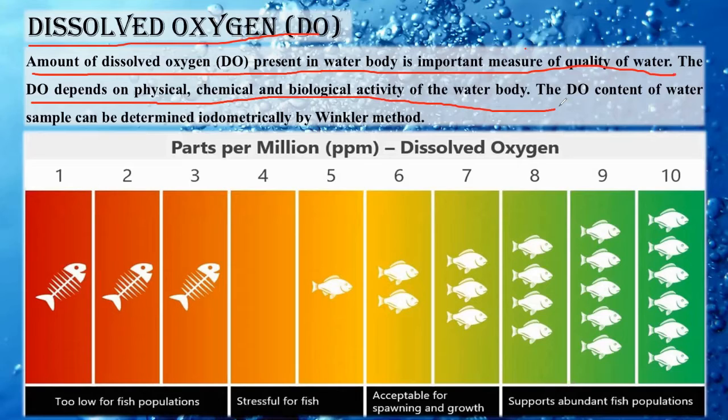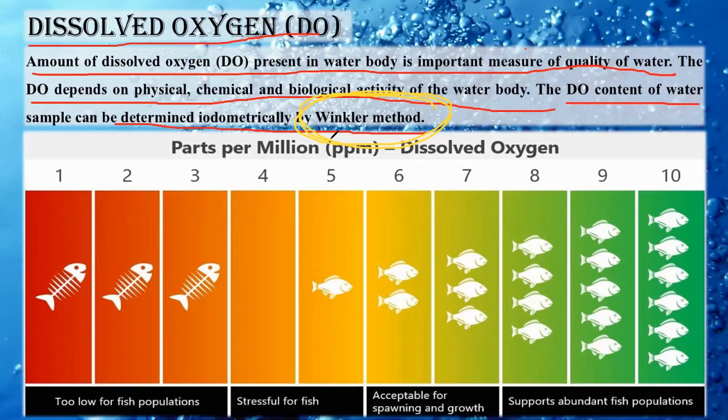Now the question arises, how can we determine the amount of DO present in water? It's clearly written that the DO content of a water sample can be determined iodometrically by Winkler's method. Now here we have something that we know. What is the thing? This Winkler's method, an iodometric estimation of DO. If you have done the experiments in the first year of the BTech syllabus in the chemistry lab, you might be remembering that we have done this iodometric experiment of determination of DO.